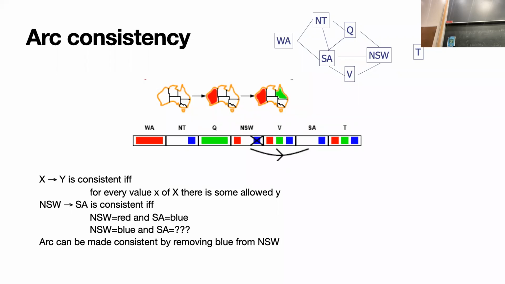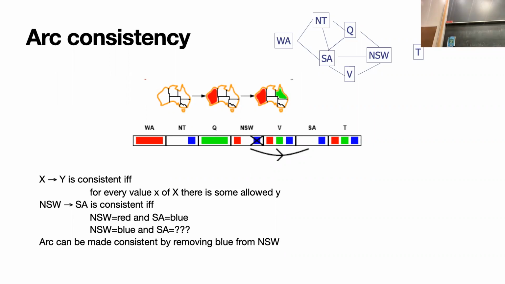I am checking the definition of arc consistency: for every value in X, there is some allowed Y. I go through every value. I have red and blue. If New South Wales is red, there is an assigned value of blue in South Australia. However, if New South Wales is blue, there is no value that I can choose in South Australia. But I can make this arc consistent by removing blue. How's everybody feeling? Okay.